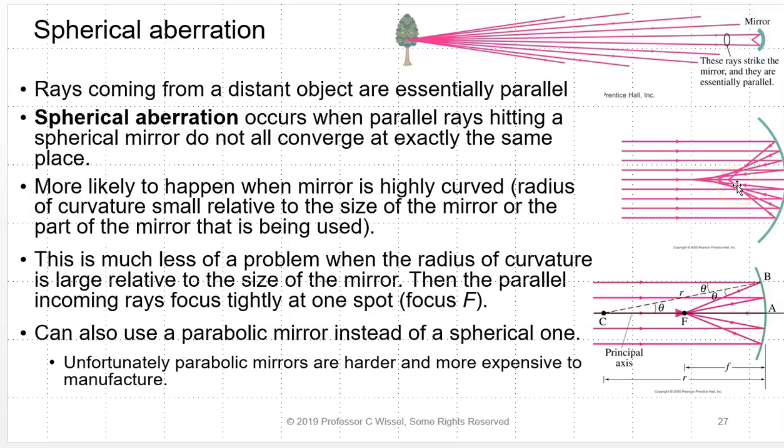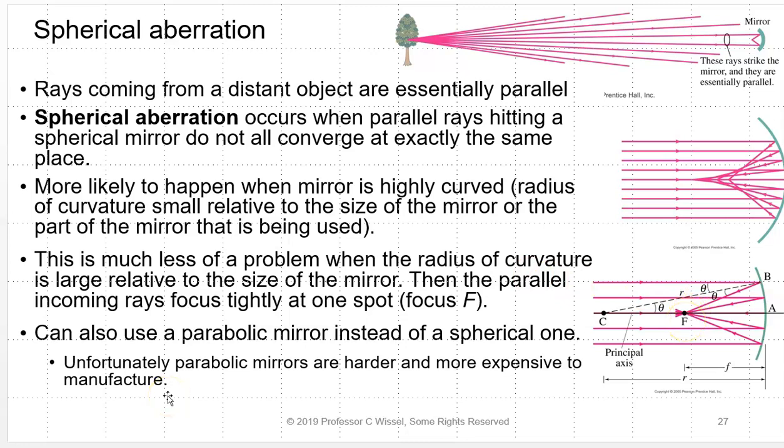Here's where they come to focus from this end. They don't come to focus at the same place. This is very annoying. It's blurry. It might be a ring, a blurry ring. It's more likely to happen when the mirror is highly curved, when the radius of curvature is small relative to the size of the mirror, or the part of the mirror that's being used. It's much less of a problem when the radius of curvature is large relative to the size of the mirror. Then the parallel incoming rays will focus tightly at one spot.